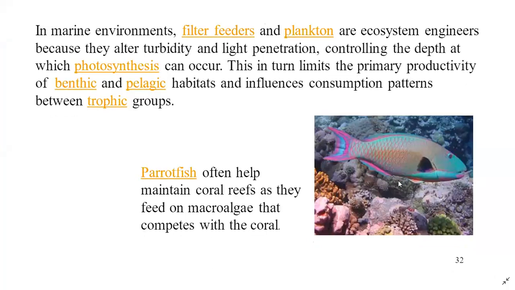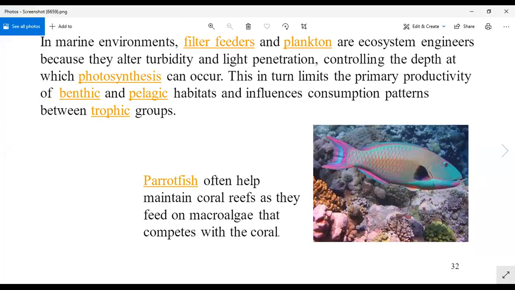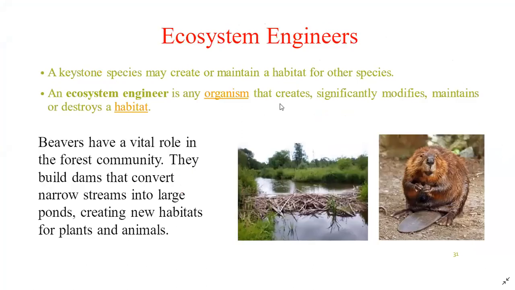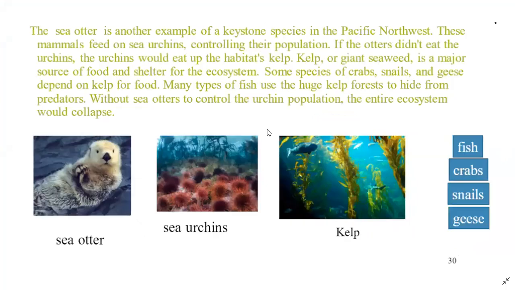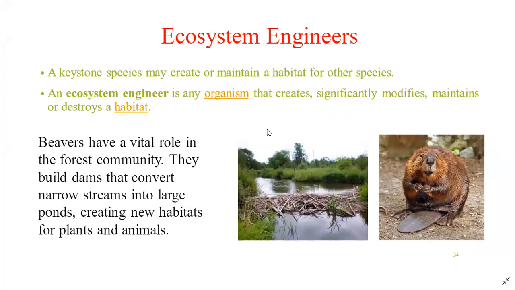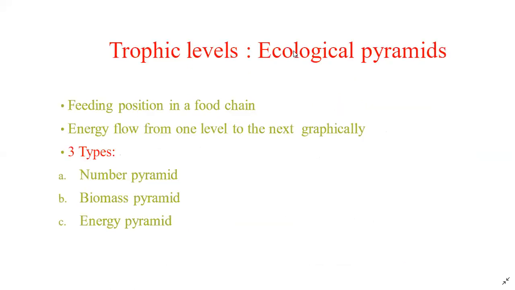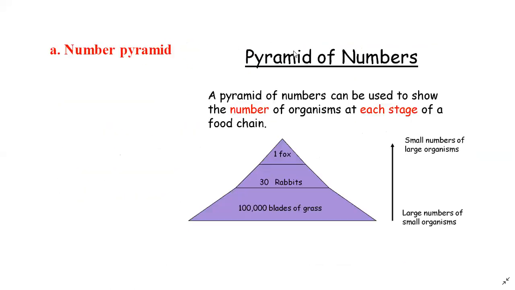So I was talking about the parrotfish. Now all have joined. It maintains the coral reefs because it feeds on the macroalgae that competes with the coral. And yes, ecosystem engineers and keystone species are the same. We have to remember this. Now, this trophic structure, I will cover in the next lecture, because it is the same there. The food chain, the food web, and the ecological pyramids, everything will fall in there: the number pyramid, the biomass pyramid, and the energy pyramid.